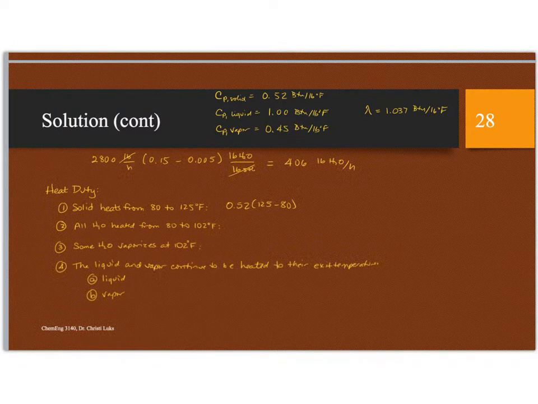Next, we're going to heat the water from 80 up to 102. Now, at that point, some of the water will vaporize, and then all of the water will continue to heat to their exit temperatures. Some of it will be in the liquid and go to the final liquid temperature, and some will be in the vapor and go to the final vapor temperature. So if we were to look at these contributions to the duty, then for the water, it's going to be heated from 80 to 102, and it's in a liquid form.